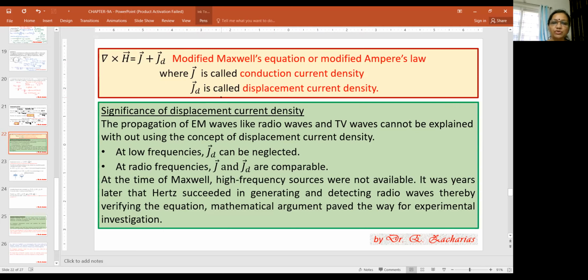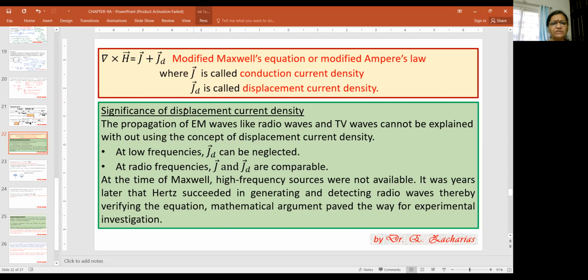Now, if you go to the genesis of this particular concept, you can find out the significance of this displacement current density. Where will this concept be used? You can explain the propagation of radio waves and television waves through media, through space, using the concept of displacement current density. You cannot use the conduction current density to explain this. You will have to use the concept of displacement current density.